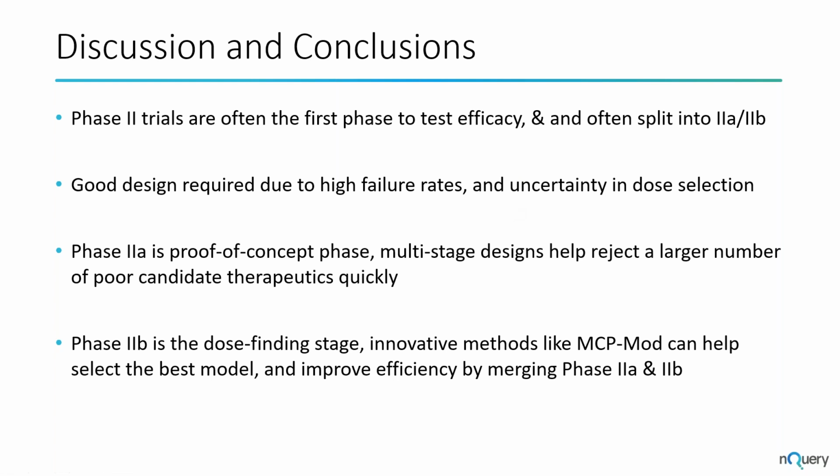We saw that with multi-stage designs like Simon's design, poor candidates can be rejected quickly at phase 2A, and with extensions of Bryant, such as Bryant and Day, I should say, sorry, that candidates can be rejected if they are unacceptably toxic too. Lastly, we just saw there a moment ago that methods like MCP-Mod can help select the best model while preserving the family-wise error rate and provide valuable insight into dose selection as well, all the while offering efficiency gains by merging phase 2A and phase 2B.